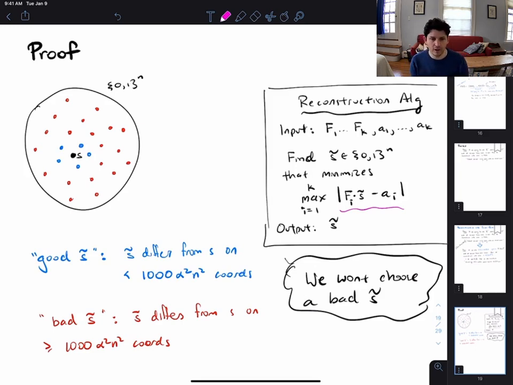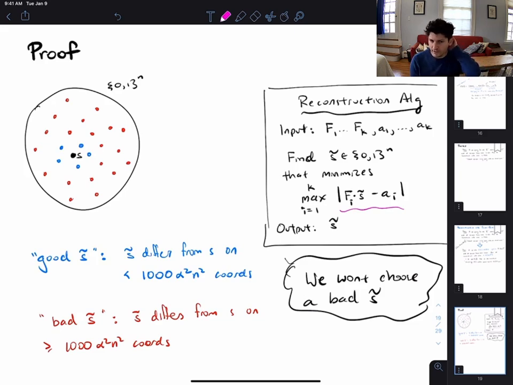We can divide up all of the possible vectors s tilde into two sets. There are the good ones, drawn in blue, that are close to s, and the bad ones, drawn in red, that are far from s. In particular, close means they differ on less than 1,000 alpha squared n squared coordinates. I put in a magic constant of 1,000. That can definitely be improved, and I'm not going to pay too much attention to exactly what the constant is, but there is some constant hiding here, and there's some fiddliness in trying to optimize it. So I'm just going to define good as fewer than 1,000 alpha squared n squared coordinates, because I know that will make the proof go through.